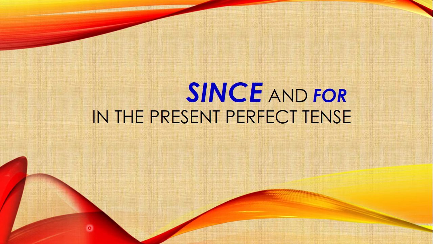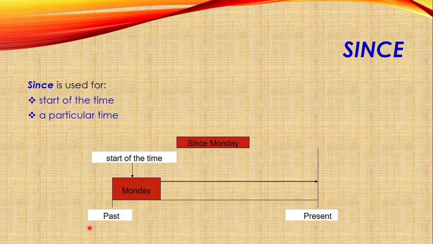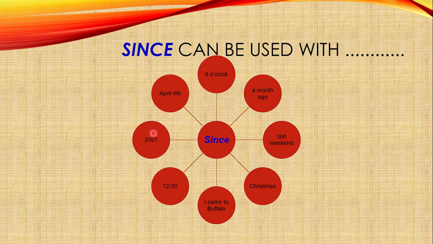Since and for in the present perfect tense. So don't forget that since is used for a startup time or a particular time. Okay, es para hablar desde un punto específico del tiempo. So since can be used with times, for example, since 9 o'clock, since 12:30. You can use it with expression that goes with ago, since a month ago, since a week ago, since a year ago, since last weekend, since Christmas. Puede usarse con un evento específico en el tiempo.